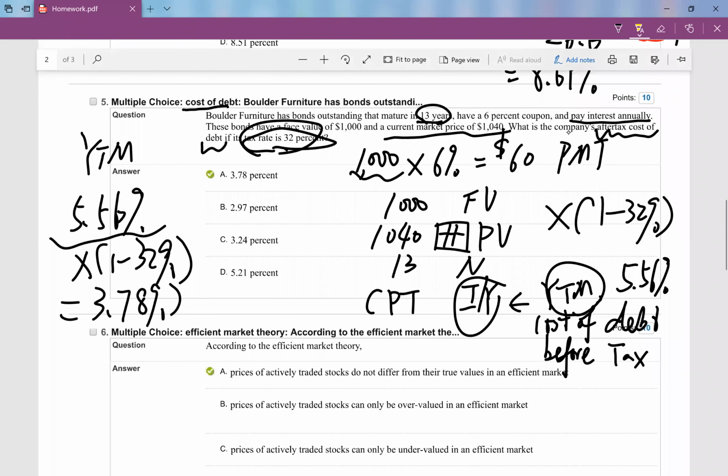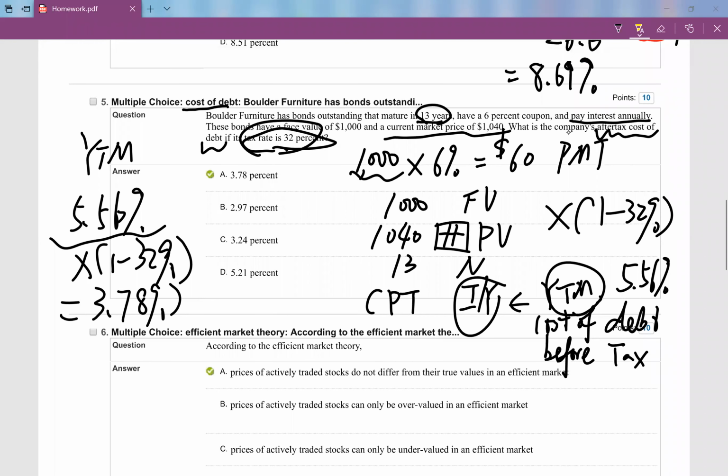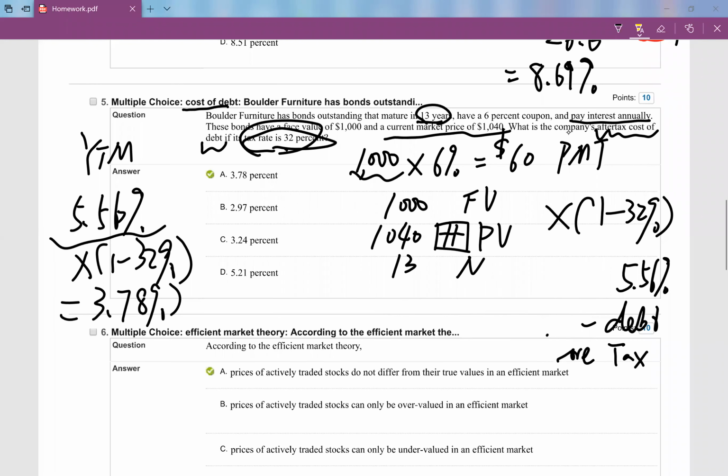So that's what the question asks you to solve. Just pay attention to this word, either before tax or after tax, right? You should read the questions with attention and pay more attention to the details, right?